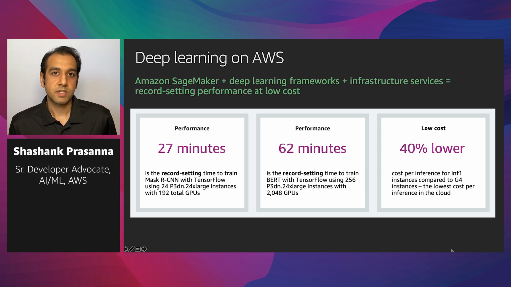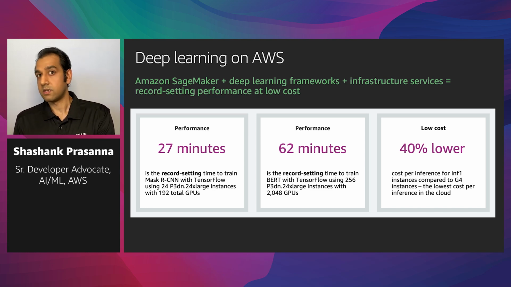And here's some benchmarks that AWS ran with Mask RCNN, a popular computer vision model with 27 minutes to train. This is a record-setting benchmark. And also with BERT, a language model with 62 minutes to train. These are state-of-the-art results as of today. And you'll see in many cases that these are able to scale up to 192 GPUs with Mask RCNN and 2048 GPUs with BERT. And you can do this with near linear scaling efficiency because of all these optimizations, not just the framework, but compute, storage, networking, and cluster management as well. And you can do this at reduced cost with support for managed spot instances training and also specific inference solutions such as AWS Inferentia and others we'll talk about.